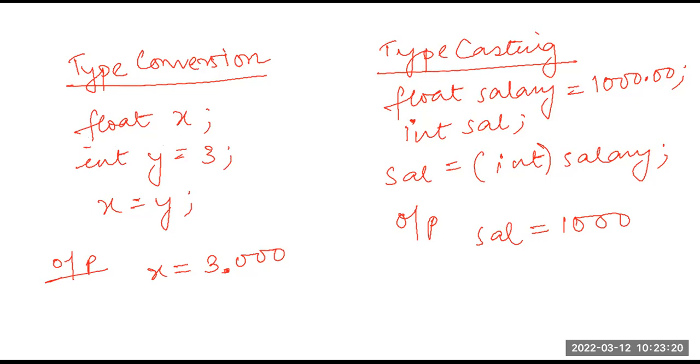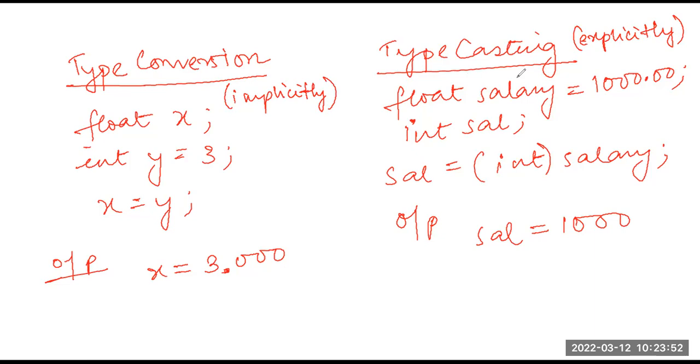But remember, type conversion is done implicitly. That is, it's automatic. And typecasting is done explicitly. That is, it needs to be done by the programmer who is writing the program. So one is an automatic conversion and another is a forced conversion. Type conversion is an automatic conversion. Typecasting is a forced conversion.